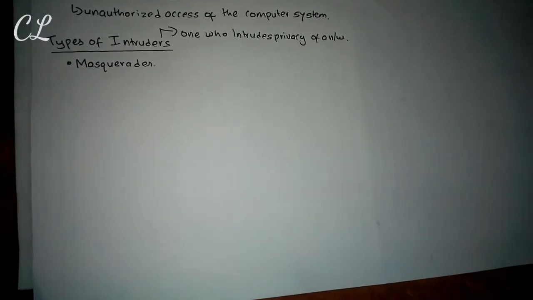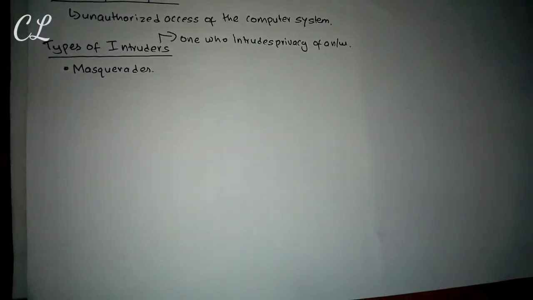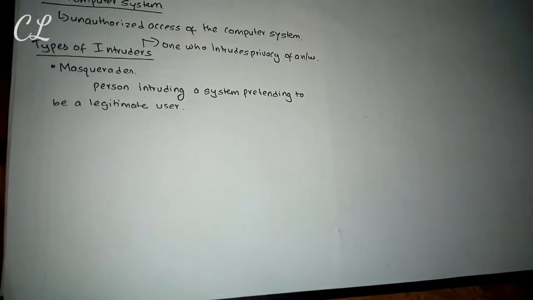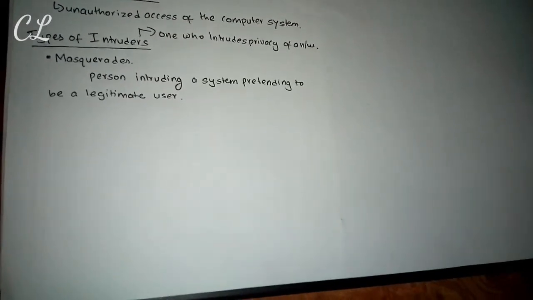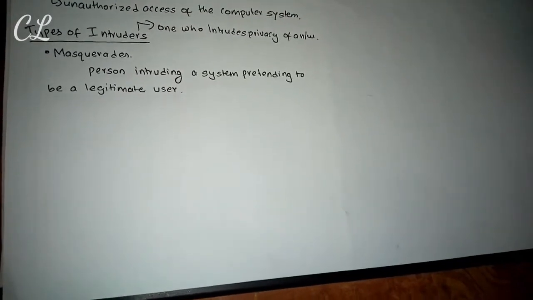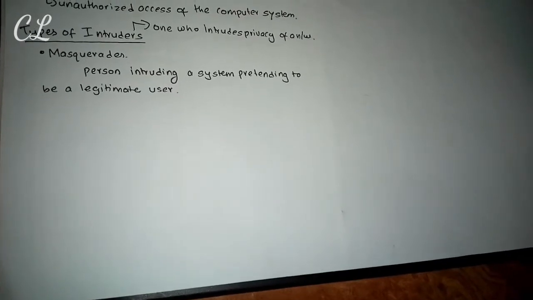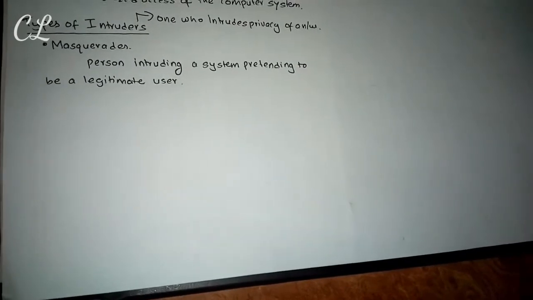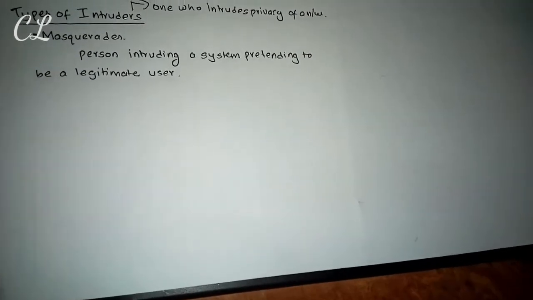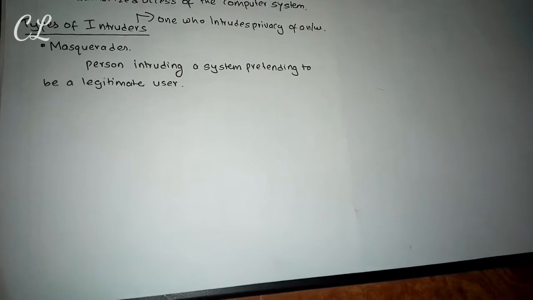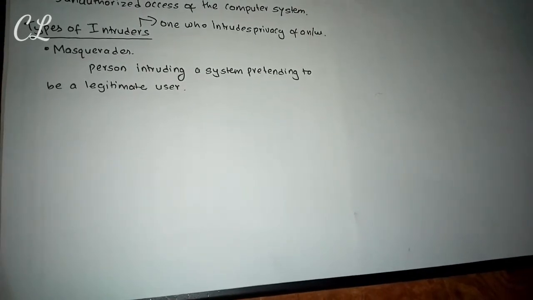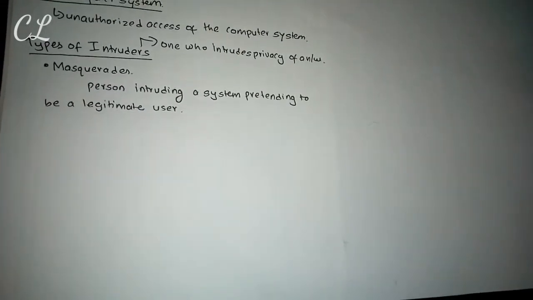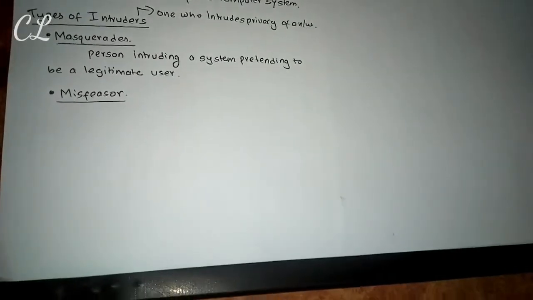Masquerader. The literal meaning of masquerader is one who pretends to be someone else. A masquerader, in types of intruders, is a person intruding a system pretending to be a legitimate user. The person is not a legitimate user, but he or she tries to portray that he or she is a legitimate user trying to use the system, but in reality they are intruding the system.